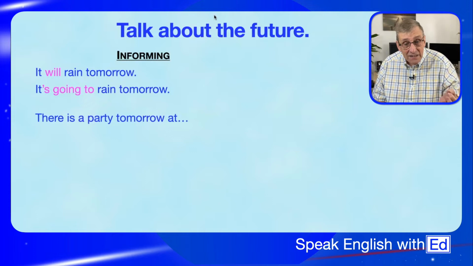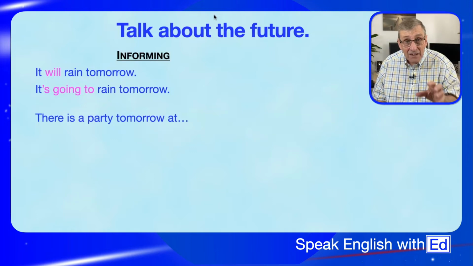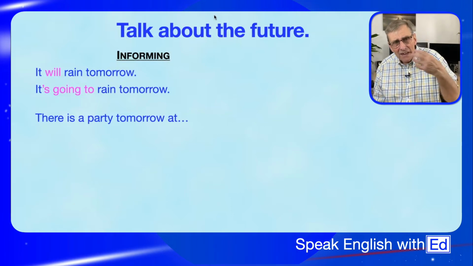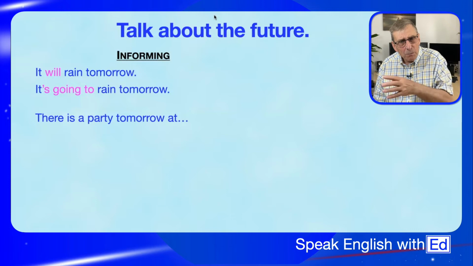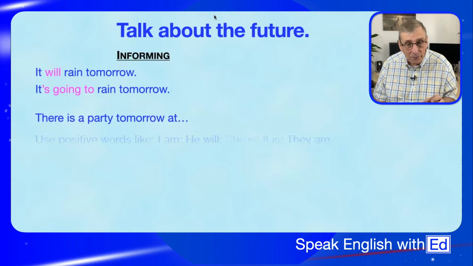Like, there is a party tomorrow at Joe's place. There is. You know this because Joe's told you. You're not guessing. You're not saying, I think there's a party at Joe's place tomorrow. No, you're saying there is because you know for sure.